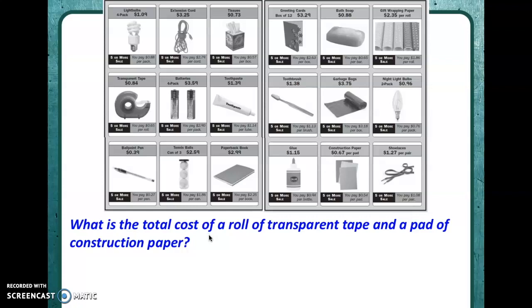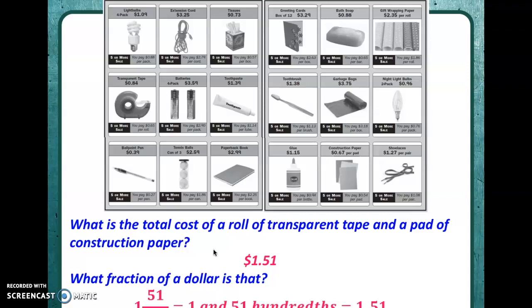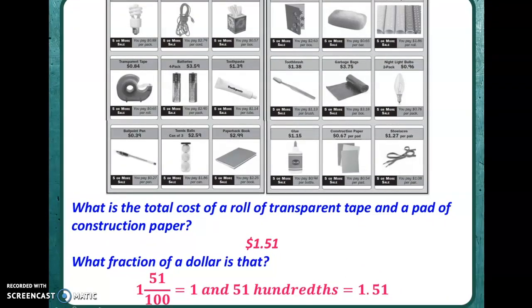Now you can either use your calculator or you could write it down and line up the decimal points very carefully. Make sure when you use your calculator, you put the decimal point in where it is on the poster board. So when I add them together, I get $1.51. What fraction of a dollar is that? Well, since it's one whole, it's over a dollar, it would look like this. 1 and 51 hundredths.